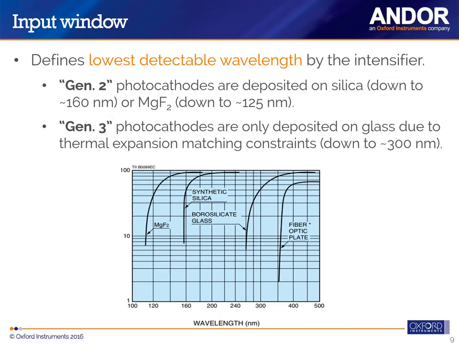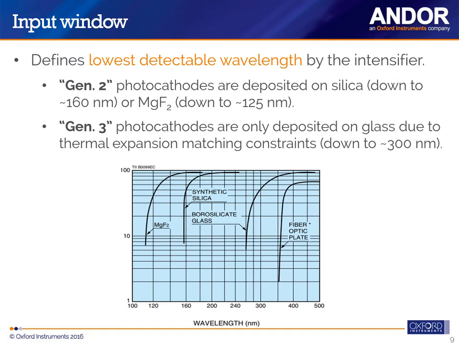The input window defines the lowest detectable wavelength of the image intensifier, and there are a couple of different technologies for image intensifier, basically the type of material they're made of. The so-called generation 2 photocathodes are deposited typically on silica. So if you look at the graph at the bottom here, 50% transmission efficiency is a cutoff around 160 nanometer. For some specific applications, these Gen 2 photocathodes can be deposited on magnesium fluoride, and that extends the response down to 125 nanometer roughly.